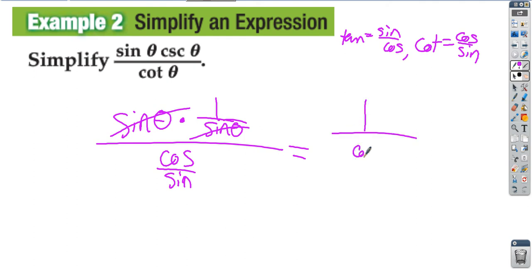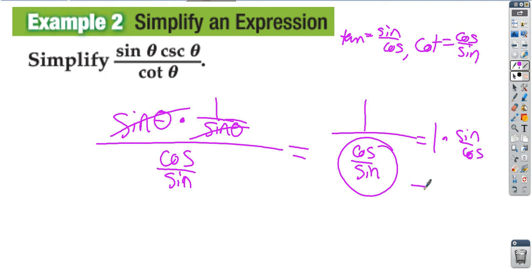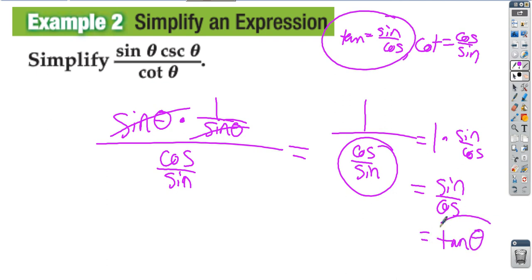1 over cos over sine, and then dividing by that fraction is like multiplying by the reciprocal of that. The reciprocal is sine over cosine. So 1 times sine over cosine is sine over cosine, and then what does sine over cosine equal? It equals tangent.